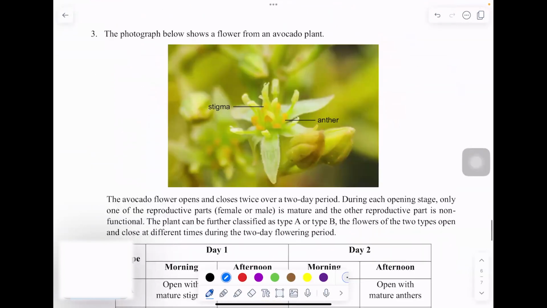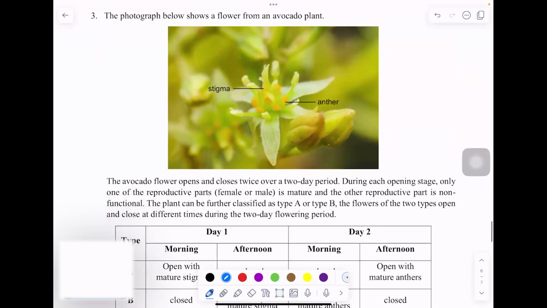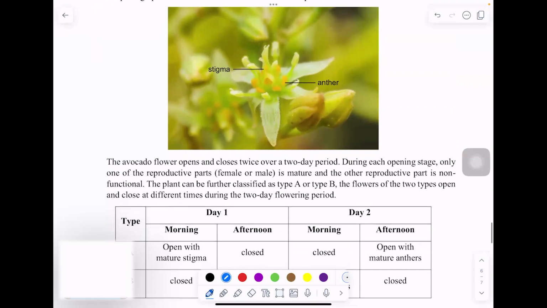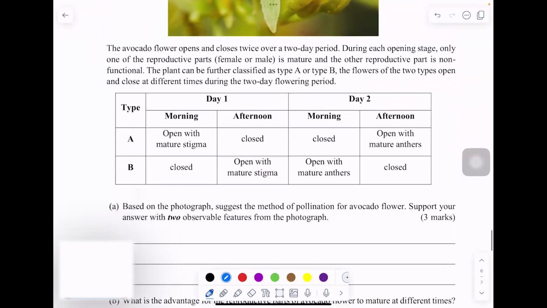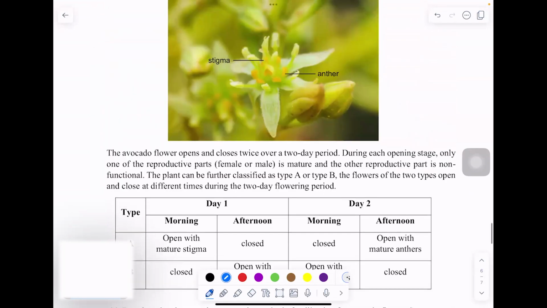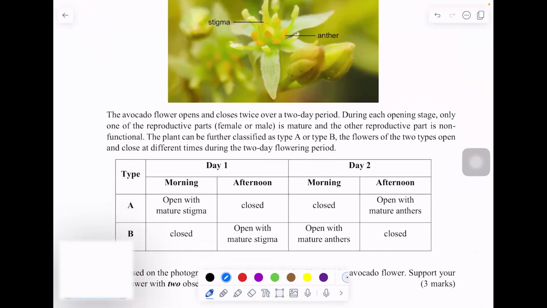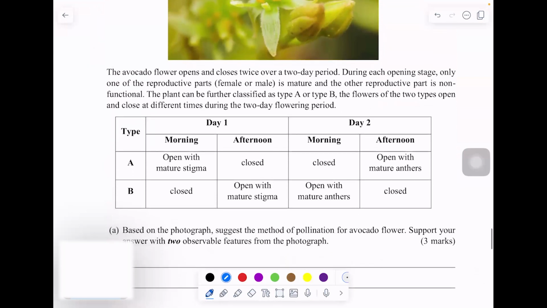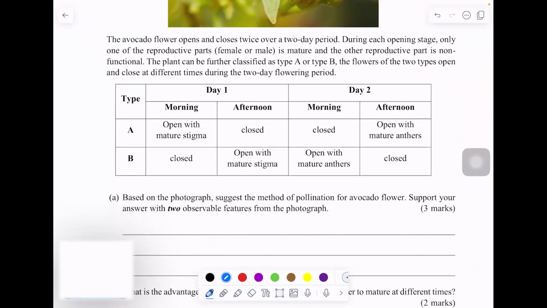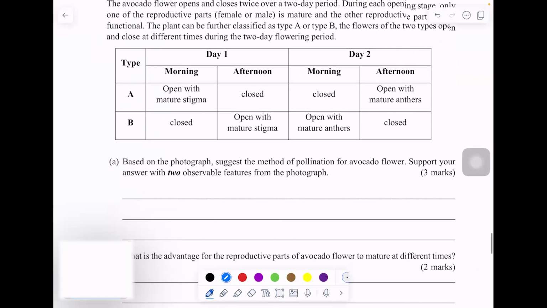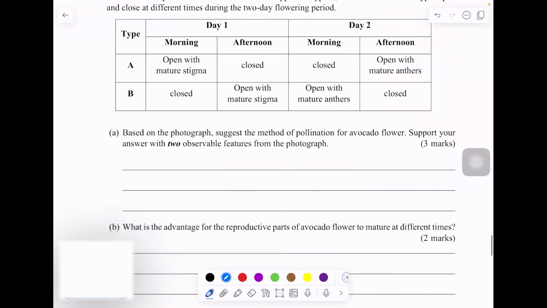And then next, for question number 3, we can see that the photograph below shows a flower from an avocado plant. So we can see that it will open, and originally it is enclosed, both anther and also the stigma enclosed inside the flower. But very special for this type of flower, they will blossom, and somehow the anther and also the stigma will open, okay? So in this case, we will be sure that one of the ways would be insect pollination.